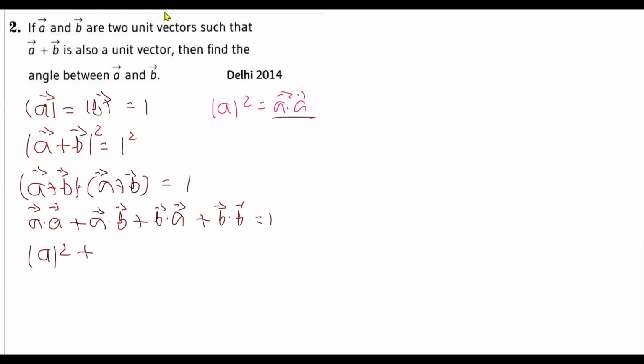Further, you can see that we are given this value as 1, which we can use in the later step. A dot B is same as B dot A. So I can write this as 2 times A dot B, and B dot B is B magnitude square. Now we must provide the reason that this dot product is commutative, and that's why A dot B is equal to B dot A. You have to provide the reason here.